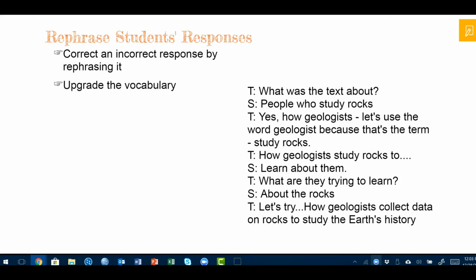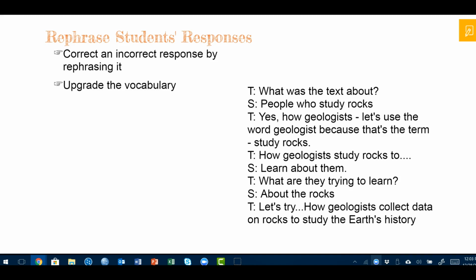And the student says, learn about them. Well, that's fair. That's not incorrect, but it's a very generic response. And so the teacher asks, what are they trying to learn? And the student, because the student probably thinks, what's wrong with you? This is a dumb question, right? They're trying to learn about the rocks, okay?